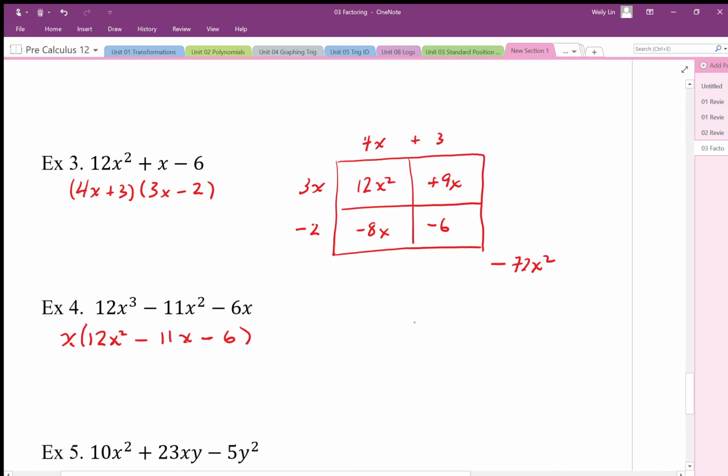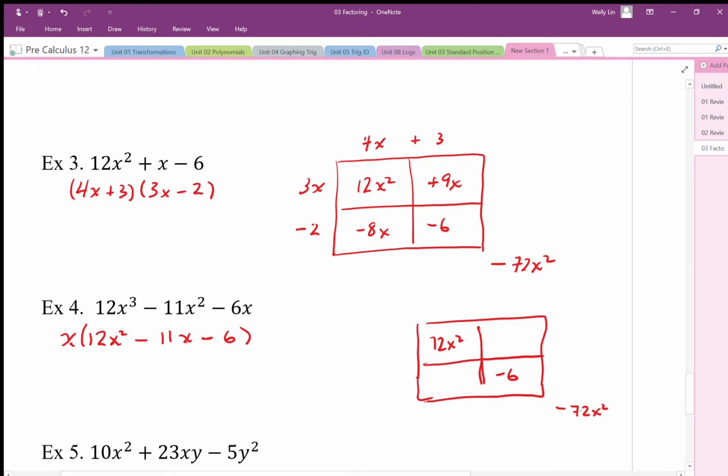Okay, and then when we try to put this into the rectangle here, we know the diagonal product, 12x squared times negative 6. This is the same diagonal product, negative 72x squared. And we need to know which factors of 72 add up to negative 11.